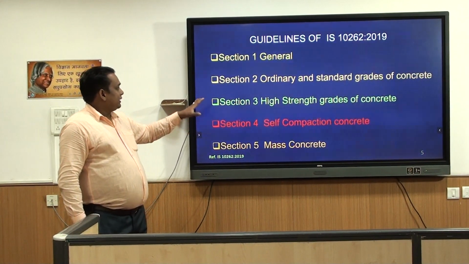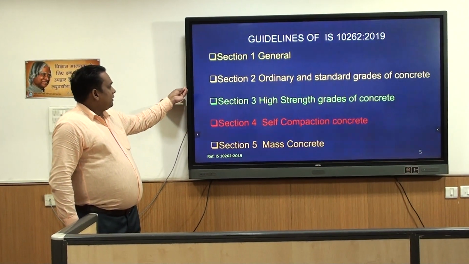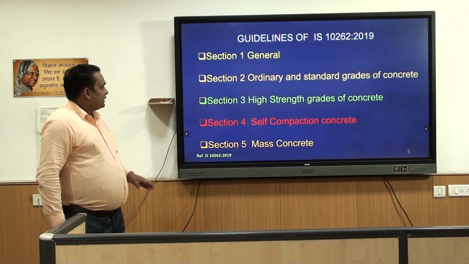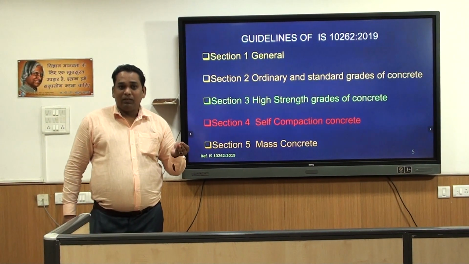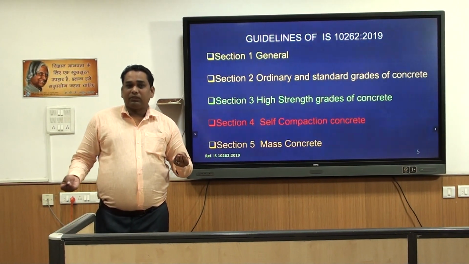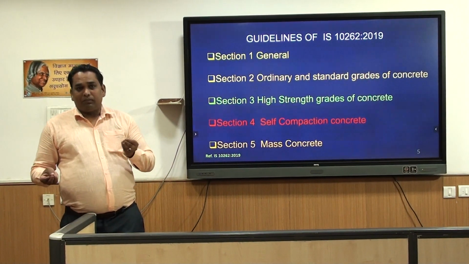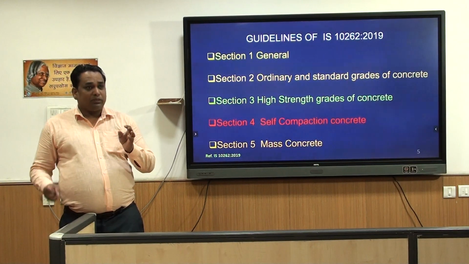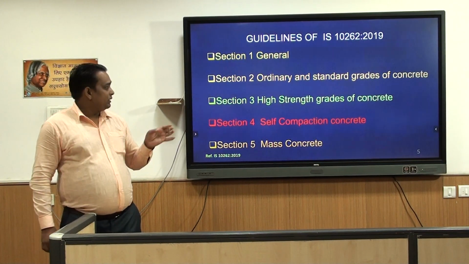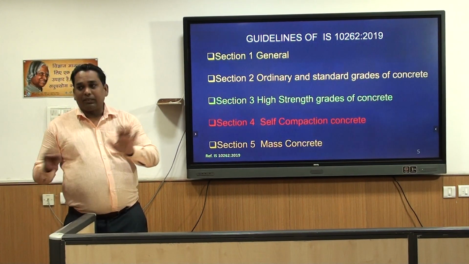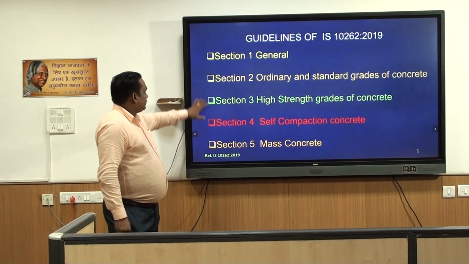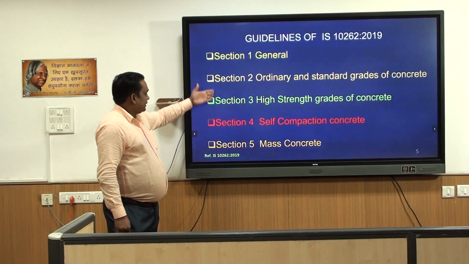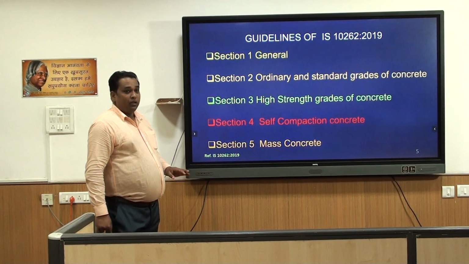In this code we will get an idea about ordinary standard grade of concrete, high strength grade of concrete, then self-compacting concrete. Self-compacting concrete means there is no vibration; due to its self weight, no compaction required, no vibration required. Then mass concrete. So in this code, these 5 sections have been included.